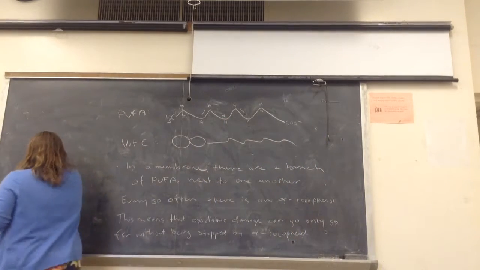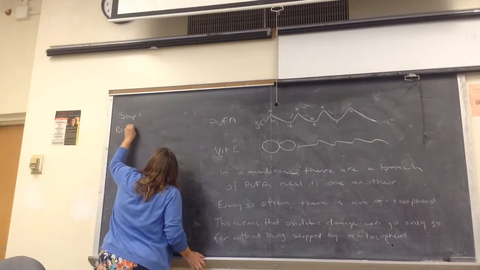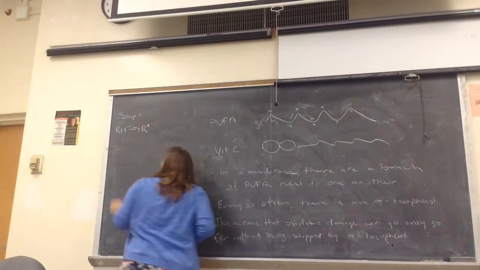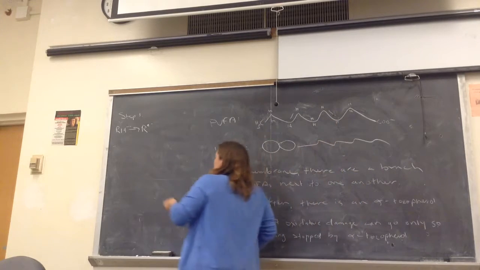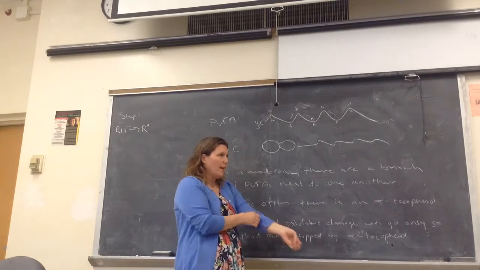So when we write, I'll erase this. I'm going to do this over. When we write step 1, RH goes to R, right? E minus, or they use a dot, right? So what that means is, here we have all these H's. One of these H's is going to leave, and there's going to be an electron hanging out there.